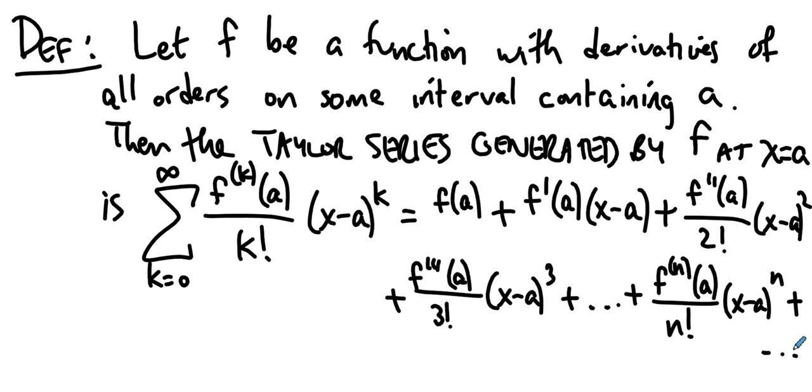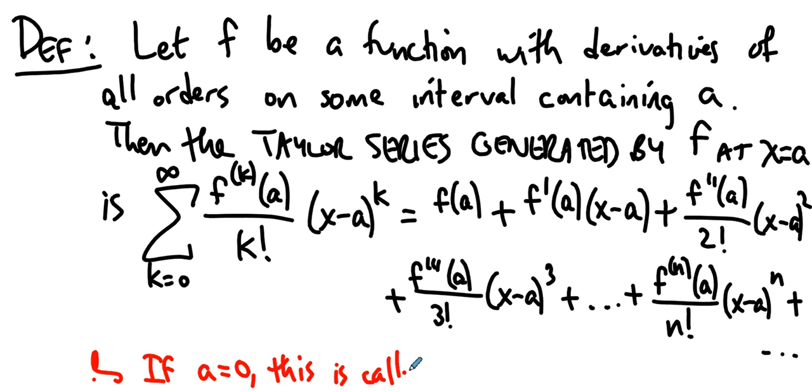Again, when we're writing, when we show that things go on for a while, there's a plus, 3 dots and a plus. When we show that things go on forever, there's a plus and 3 dots. Time now for a side note. If a is 0, this is called a Maclaurin series.